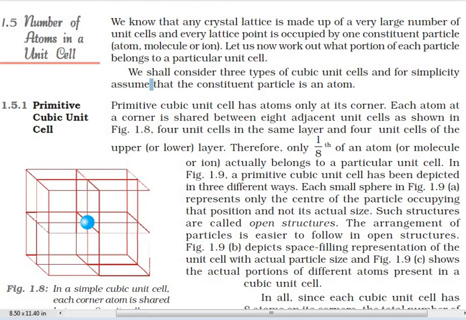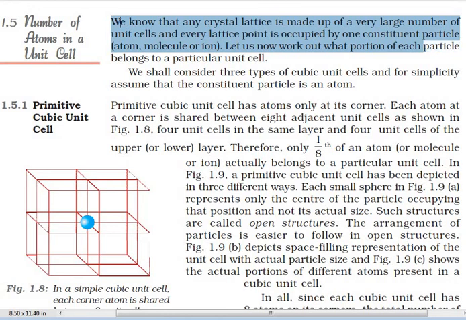Today in this video lecture we are going to discuss the number of atoms present in unit cell. This is in continuation with the unit cell and its classification. So we know that any crystal lattice is made up of very large number of unit cells, and every lattice point is occupied with one constituent particle.